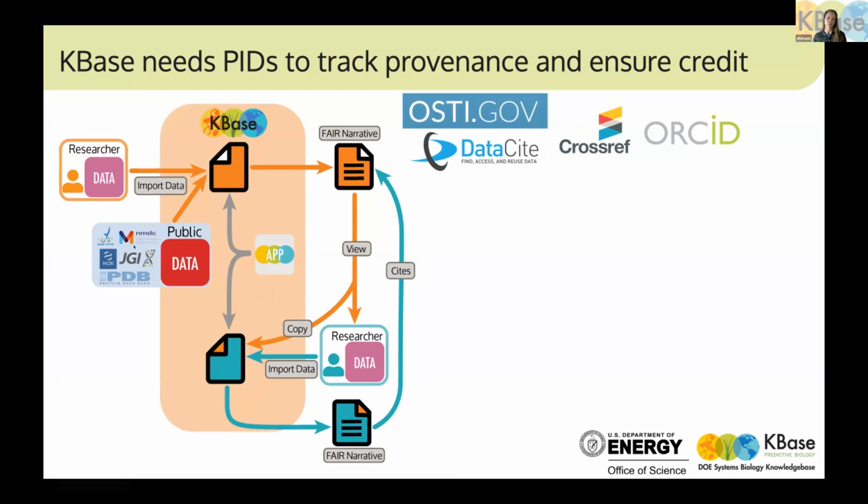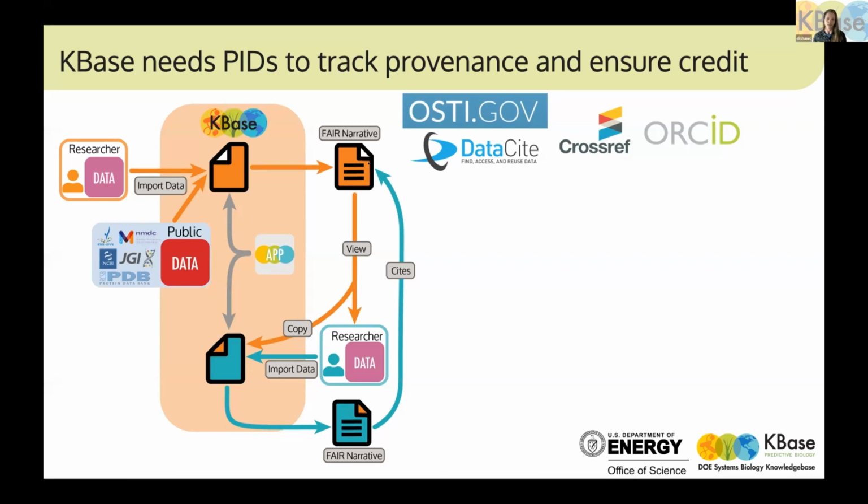So here's an example. The orange researcher brings everything in, creates a nice FAIR narrative, gets a DOI for it. And then the blue researcher finds that and says, hey, that's really cool, I want to compare that to my data. So they make a copy of that. They import their own data. And now we have this knowledge path that we can follow. And we automatically cite all of that.